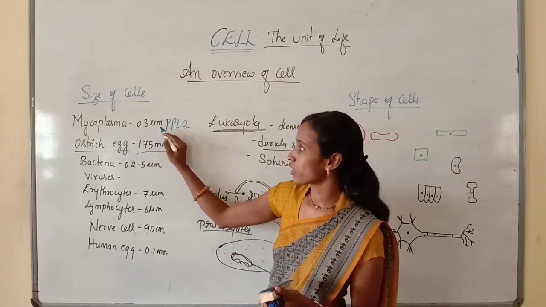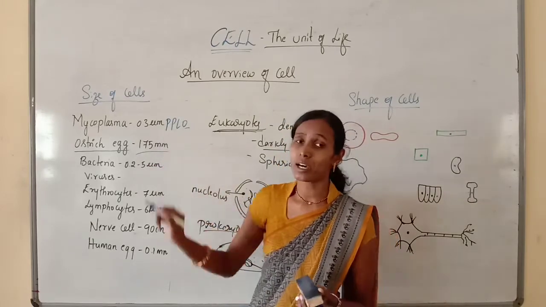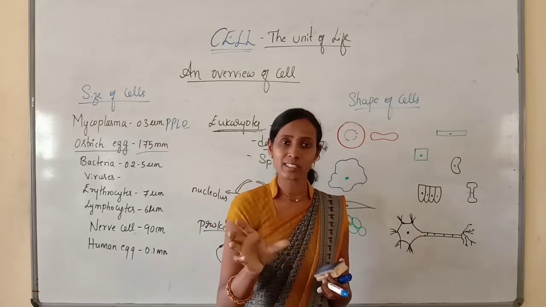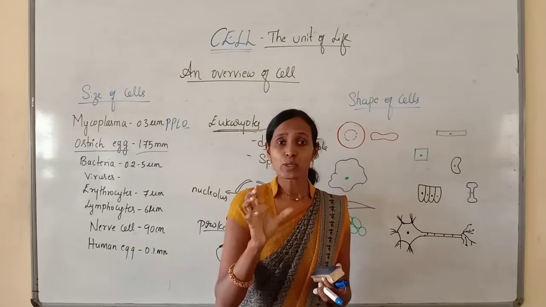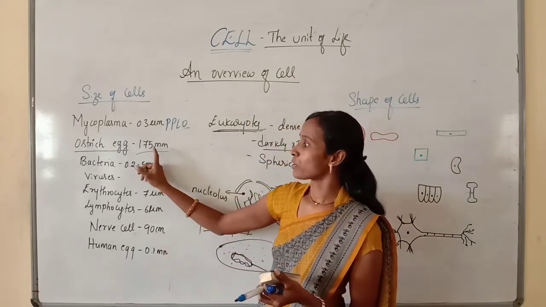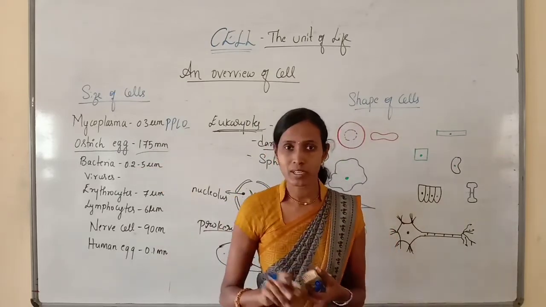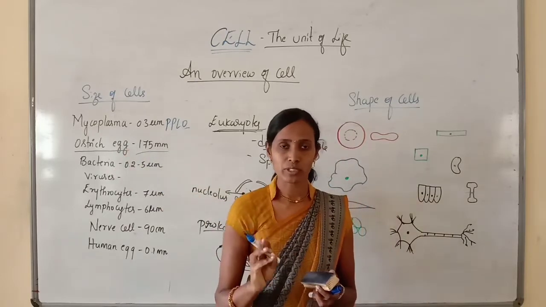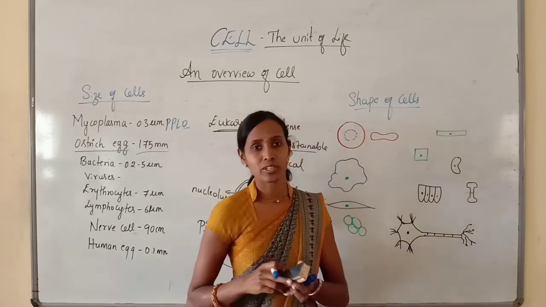Just observe, here it is micrometer, here it is millimeter. So the ostrich egg is a cell. An egg is always considered a cell. The ostrich egg measures about 175 millimeters, and it is the largest cell. The smallest cell is mycoplasma and the largest cell is the ostrich egg.